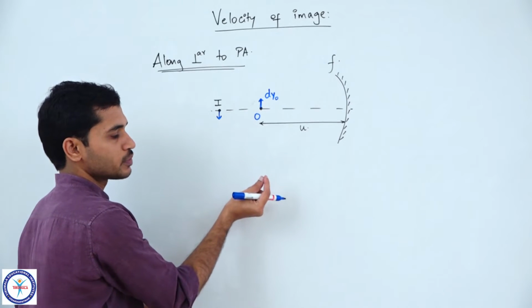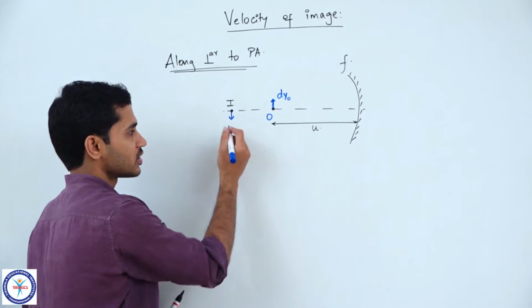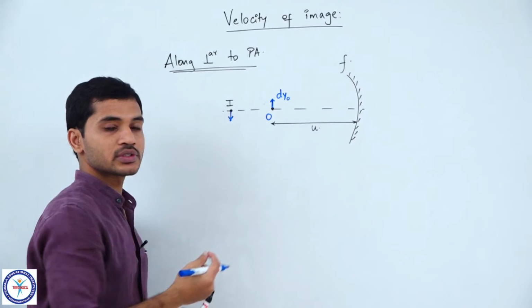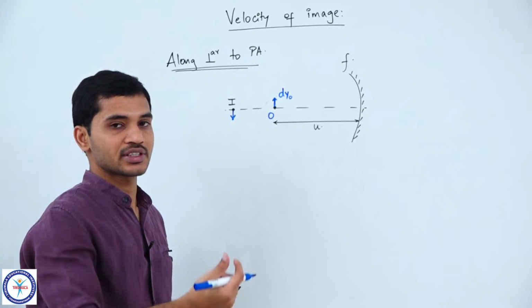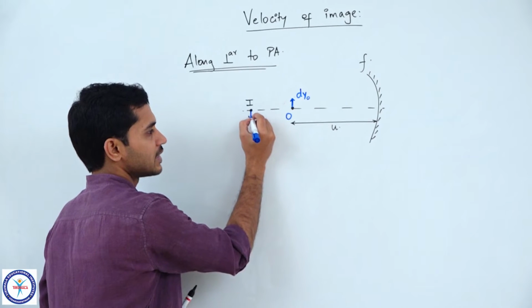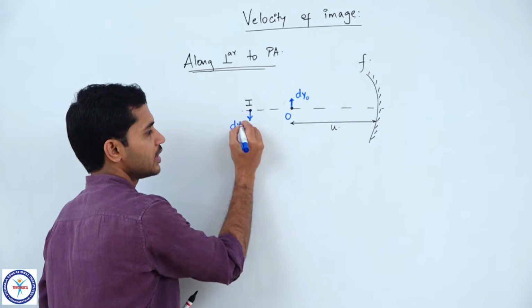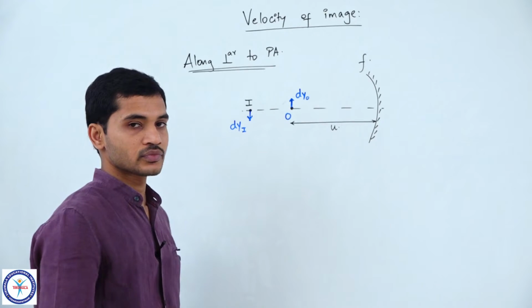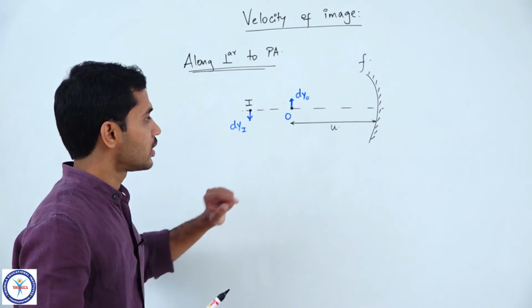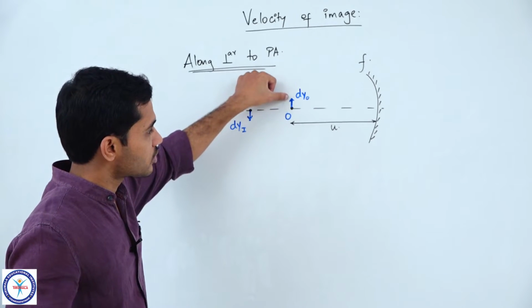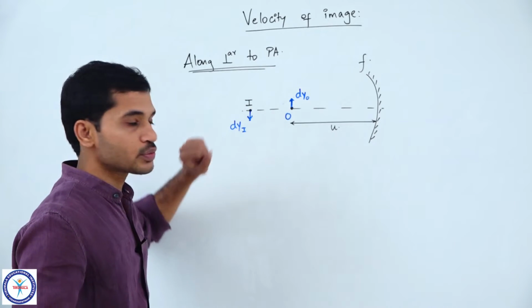Now, if this moves perpendicular to the principal axis by a small distance, we can expect that the image also moves perpendicular to the principal axis by some distance, and I will represent that distance as dyi. So, that is what I have done. I am assuming the object moves by a small distance, and the image moves by a small distance.